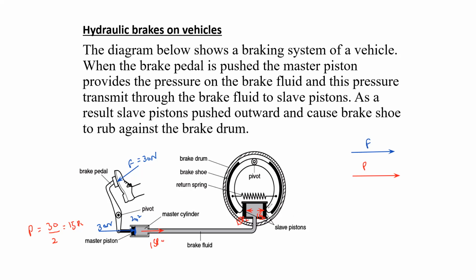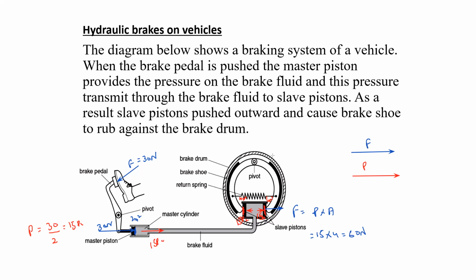If the area of this part is 4 meters square and this other part is also 4 meters square, how much is the force? Force is pressure multiplied by area. Pressure is 15 and area is 4. So force will be 60 Newton. So there will be a force of 60 Newton which will push this brake shoe.